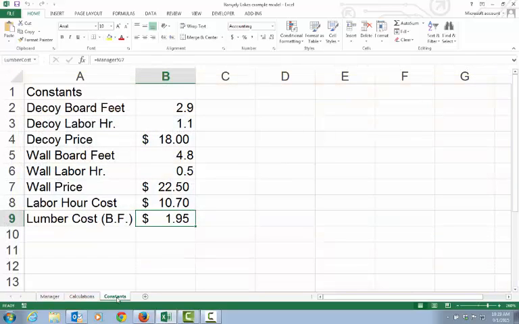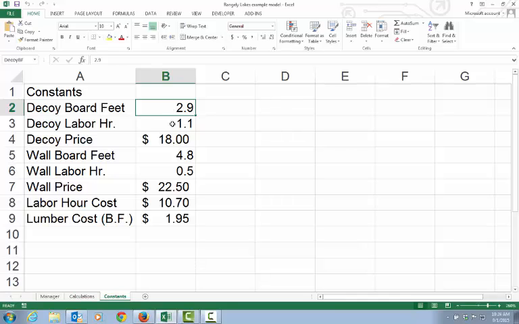On one worksheet, we have what's called the constants page. And on this page, we've got basically the parameters of the constants that are going to be used throughout our calculations. So for example, the decoy board feet is 2.9. That means for making one of the mallard decoys, you're going to use 2.9 board feet per decoy, basically. You'll notice that's just a given number, and that's an input here.